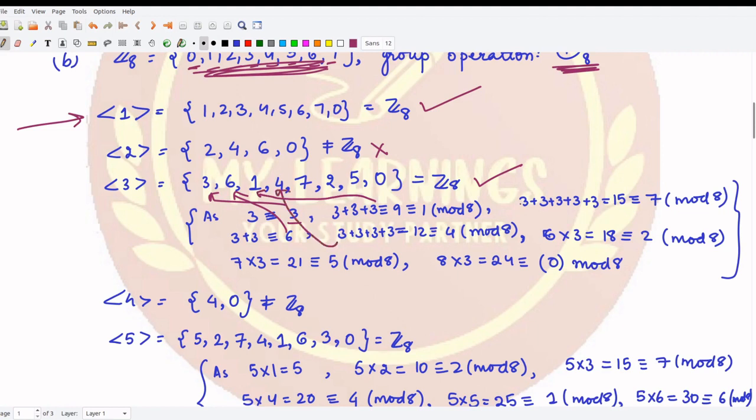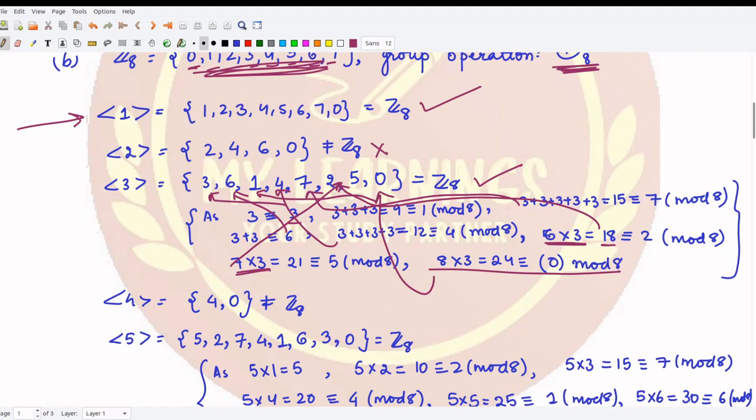Then 3 added to itself 5 times is 15. 15 under mod 8 is 7, correct? Next 3 added to itself 6 times is 18. So 18 under mod 8 is 2, correct? Similarly 3 added to itself 7 times is 21, which under mod 8 is 5, and 3 added to itself 8 times is 24, which under mod 8 is 0.